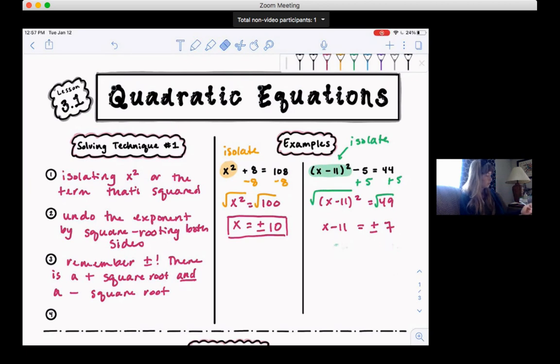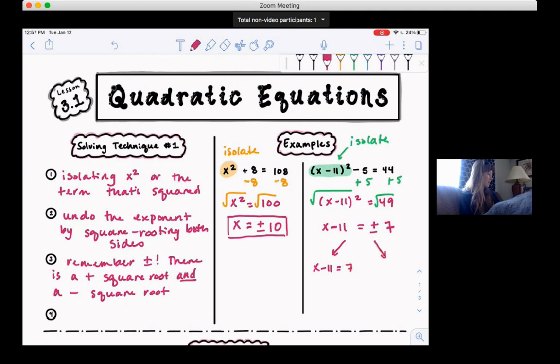So what we're going to do is, because we have two numbers over here, we're going to split into two cases. So the first possibility is that x minus 11 is equal to the positive 7. I'll just write that as regular 7.